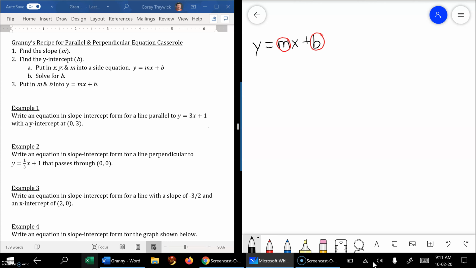Well, in the problem it tells me that I need it parallel to 3x, and parallel means it's going to have the same slope. So I just use the slope from that one, which is 3, and then it tells me the y-intercept is 3 also, so I can use that.